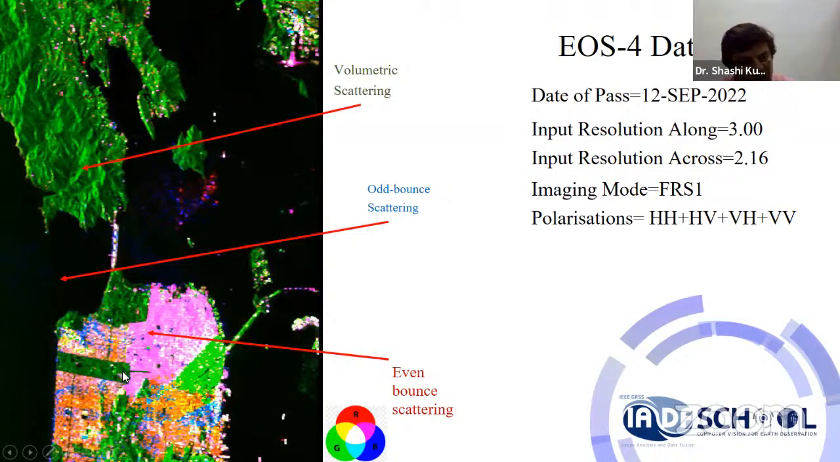So all the vegetation covered and grasslands are also there. Here you can see that this is going to show the volumetric scattering, because vegetation is going to show the volumetric scattering. Urban area is mainly going to show the double bounce scattering, and smooth surfaces are going to show the odd bounce scattering or surface scattering.